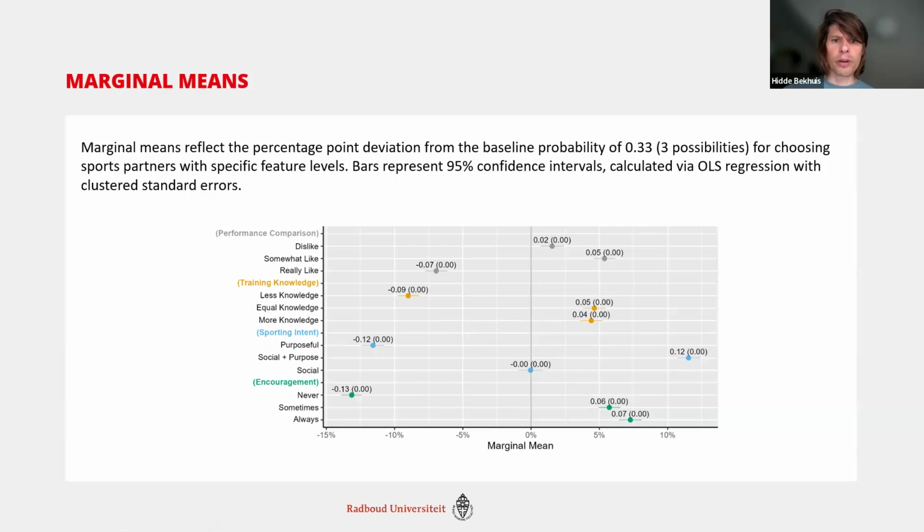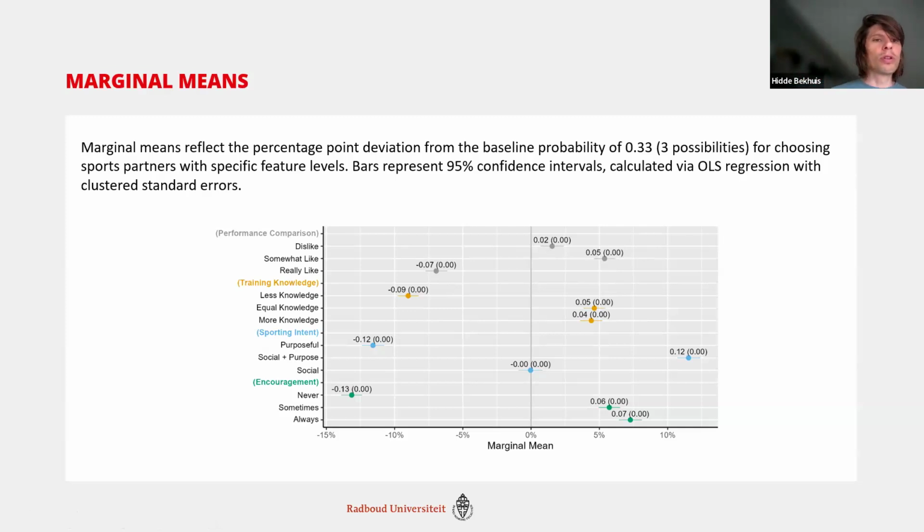A performance comparison, then it should be really like, isn't positive to choose a sport partner from. It is more somewhat like, and dislike, people choose more as a sport partner. So this is the way you can use marginal means.